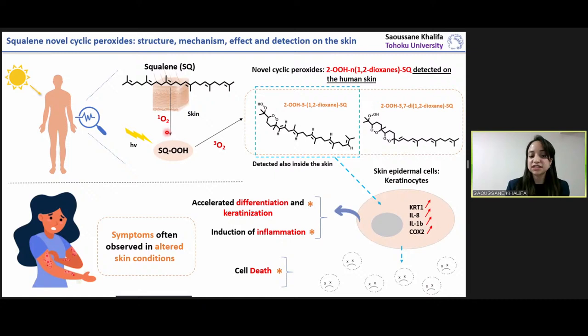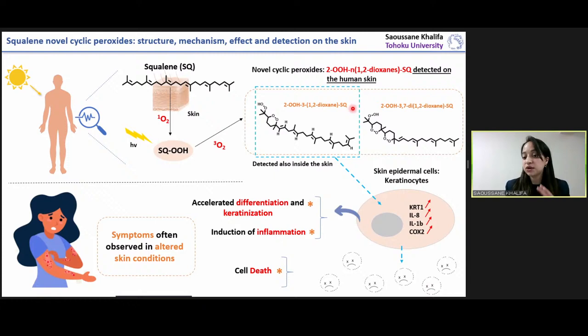The results that we found were very interesting because the mechanism that enabled the transformation of these SQOOH isomers proceeded by a chain reaction mechanism, and it had a pattern which was compatible between each SQOOH isomer. Among the cyclic peroxide species that we found, the two species 2OH312-dioxin-SQ and 2OH37-dioxin-SQ, which are the only two cyclic peroxide species presented here, were actually detected on the human skin.